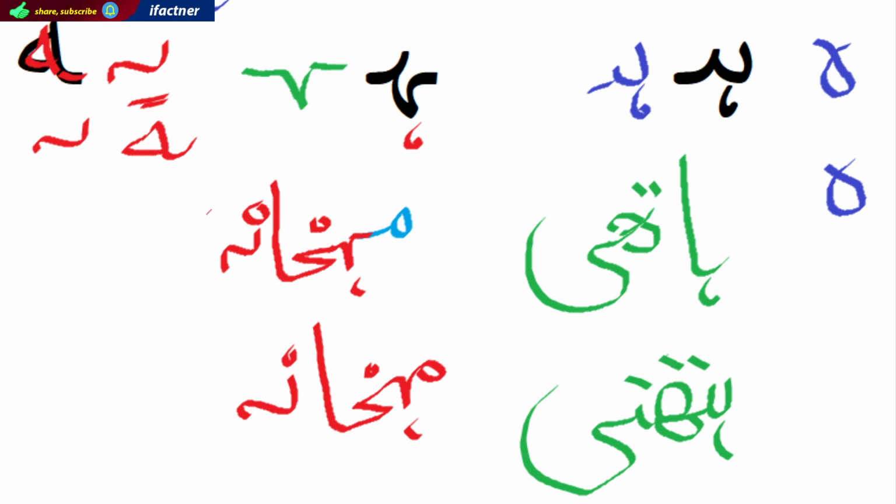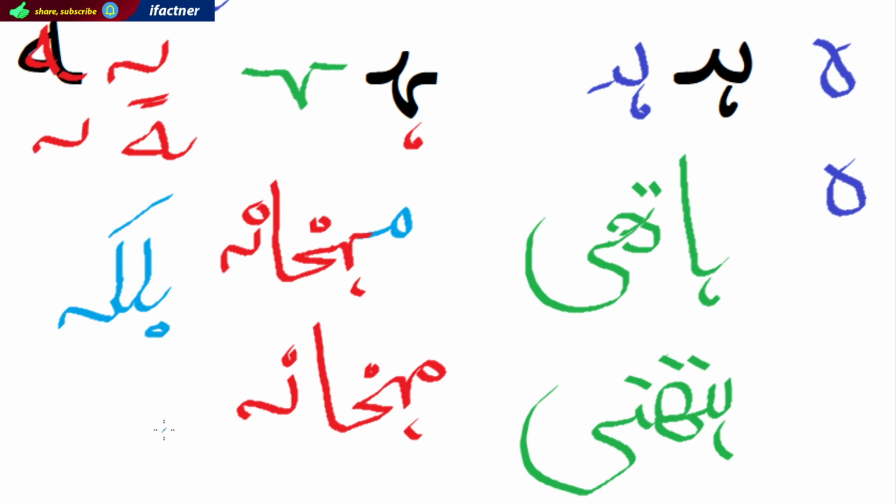let me write a word in which Hey appears at the end of the word, and that word is balke, which means instead of it. So let's see how we write balke. First we write Be, then Lam, then Kaf, and in the end we write Hey like this, balke.